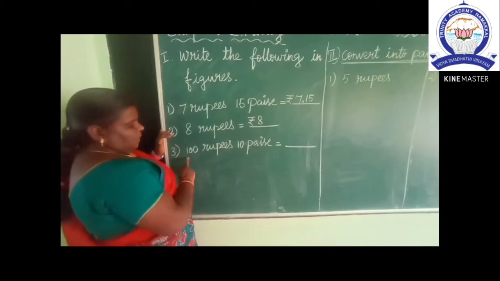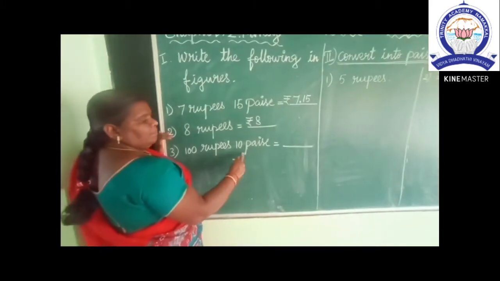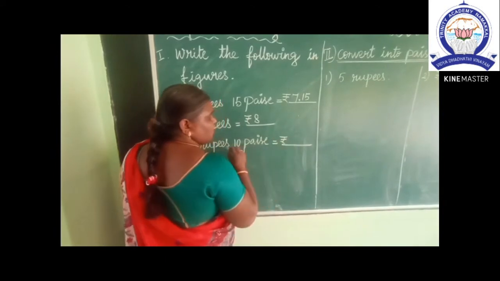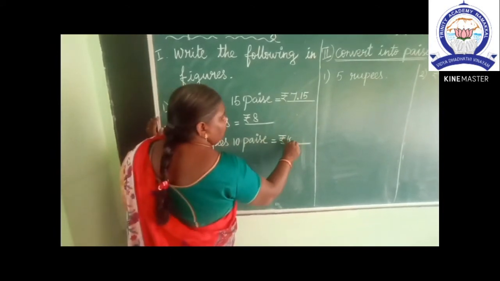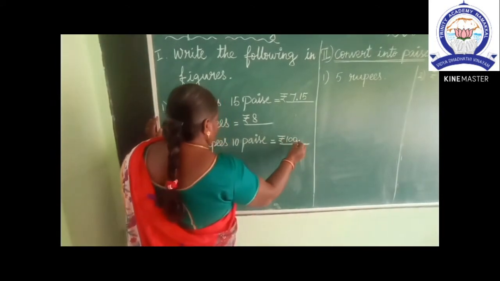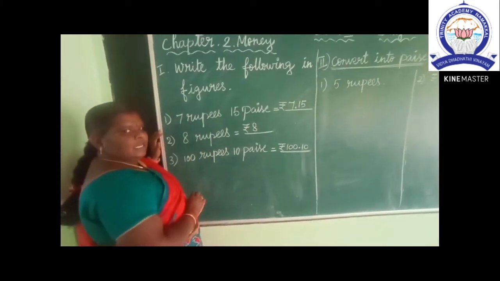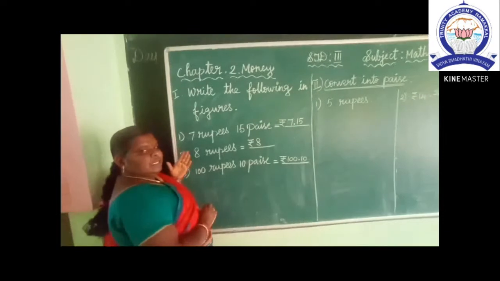See the third sum, 100 rupees 10 paise. And rupees symbol first you write it. 100 rupees, 10 paise. Is it clear, children? See the next Roman.